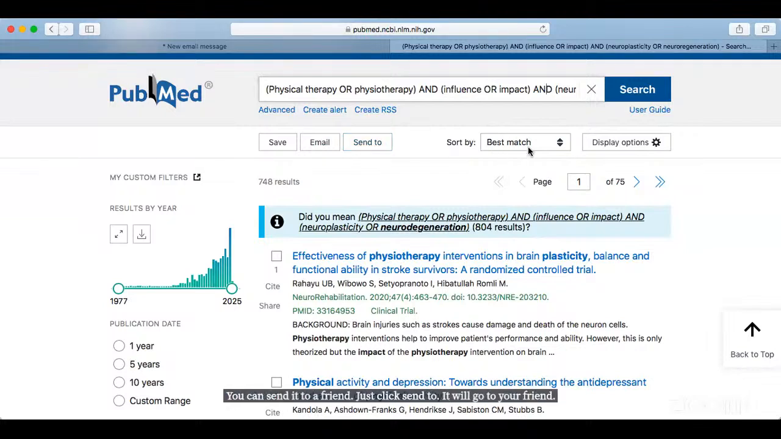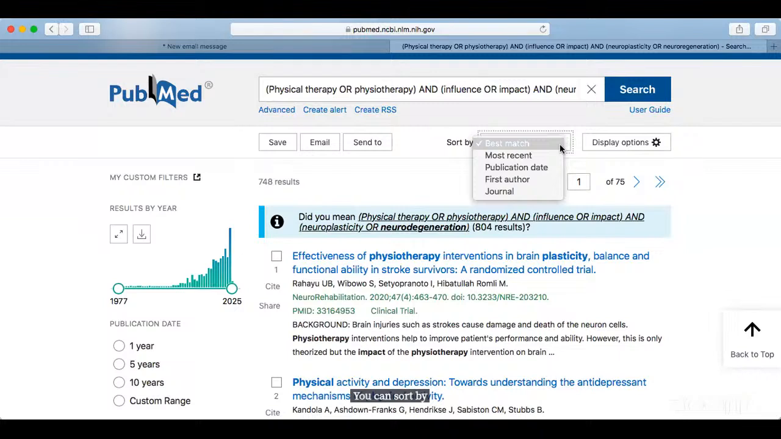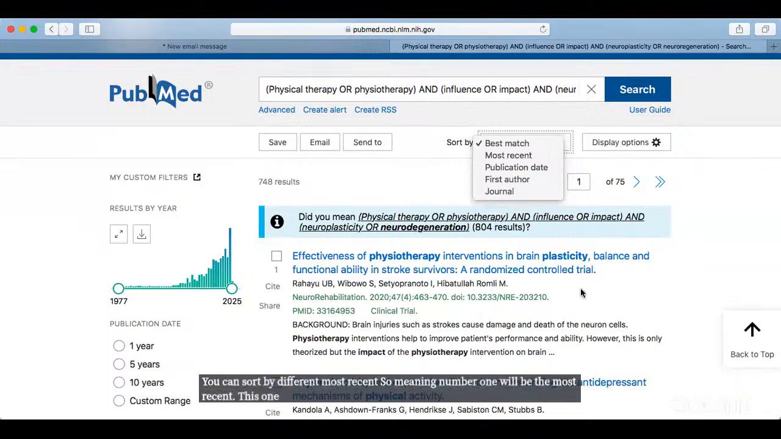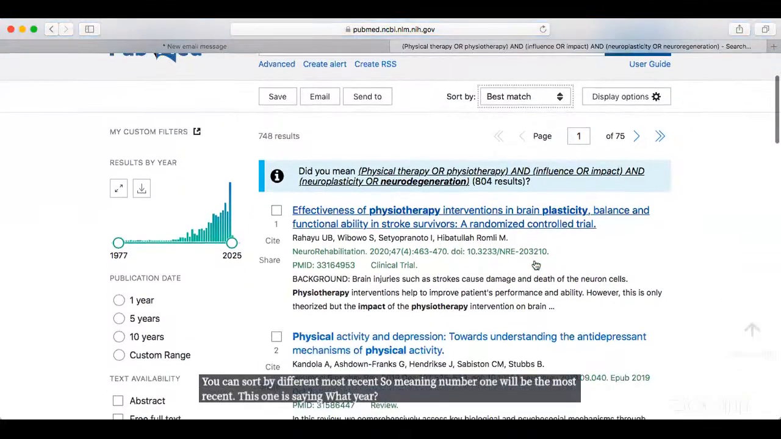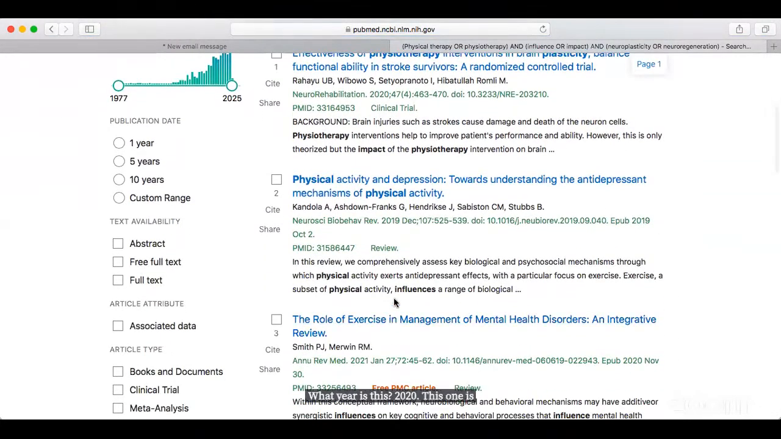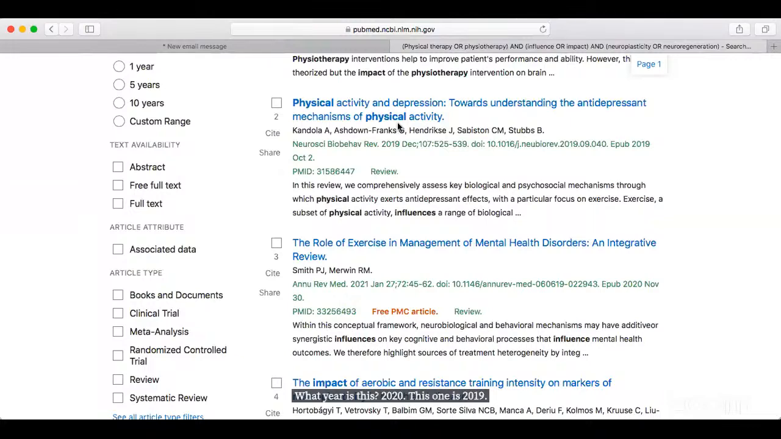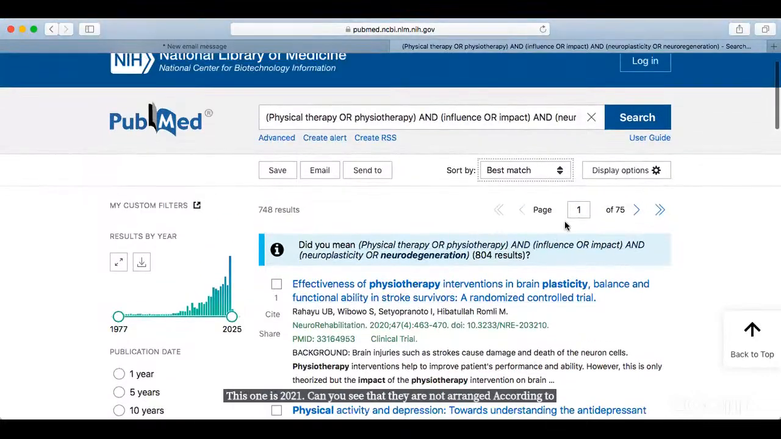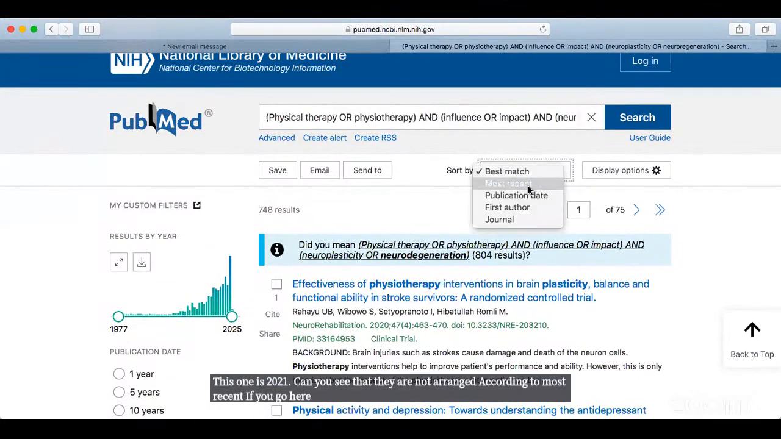You can sort by different options, like most recent, meaning number one will be the most recent. What year is this? 2020. This one is 2019. This one is 2021. Can you see that they are not arranged according to most recent? If you go here and change to most recent, it's going to give you 2024 or 2025 before it gives you the next. Then publication date.